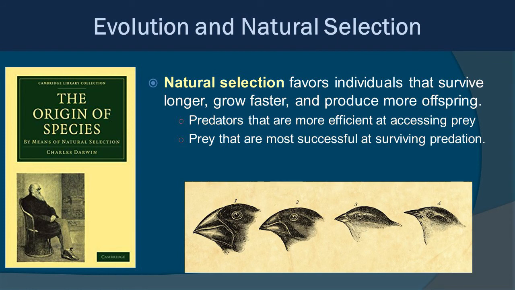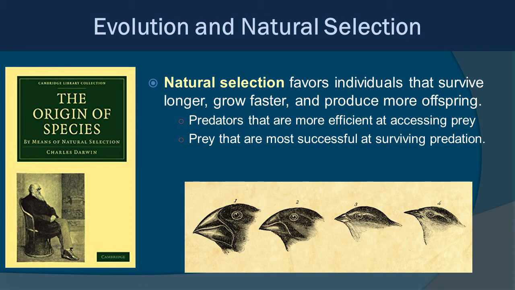Now, to understand how populations change over time, we have to look at evolution and natural selection. Natural selection favors individuals that survive longer, grow faster, and produce more offspring. So predators, for example, that are more efficient at accessing prey are going to pass on their traits. So essentially, natural selection is going to favor them. Prey, on the other hand, that are more successful at surviving predation, that's where natural selection is going to favor that particular category. So these are the things that occur.